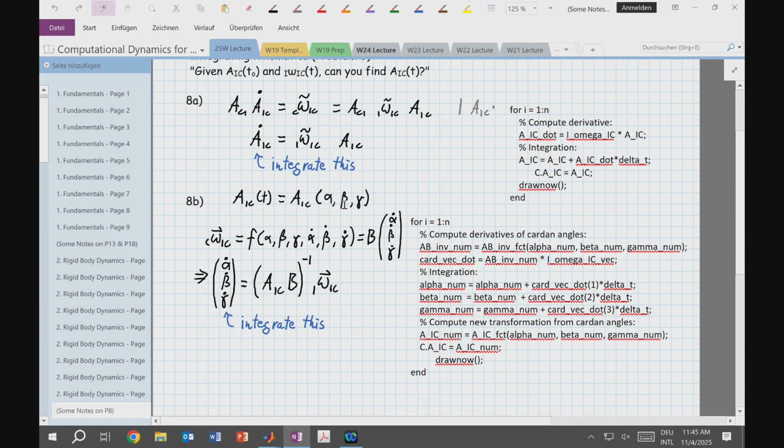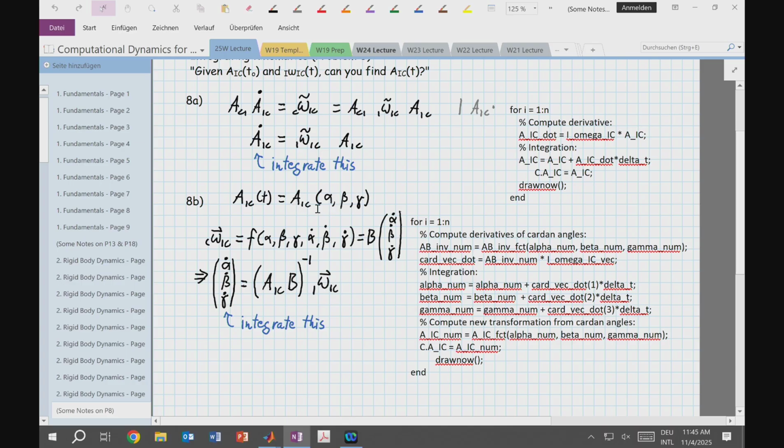Which comes in 8b, second idea, where I said, well, can I actually write this transformation matrix as a function of three angles? And here we use the Cardan convention, so alpha, beta, gamma are rotations about three coordinate axes. I think it's axis 1, axis 2, and axis 1 again. Was that correct? Doesn't matter. But something along those lines, three rotations.